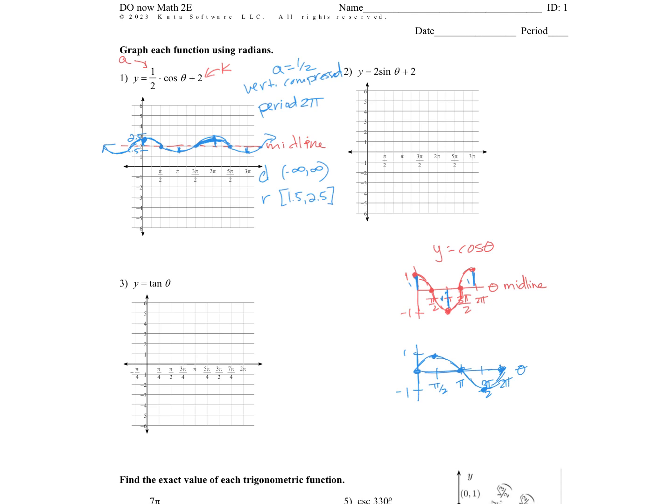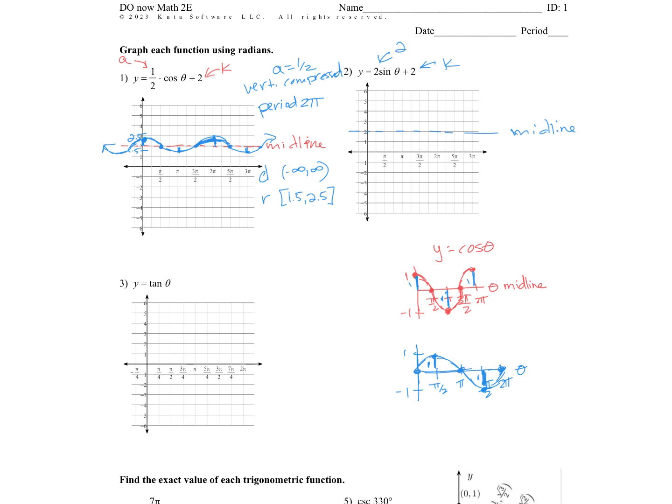So when I get ready to do number 2, I notice I have a vertical shift again. It's k. So I'm going to go up to 2, and now I have my midline again. And I also have an amplitude of 2. So this time, instead of being 1 unit above, 1 unit below, I'm going to be 2 units above and 2 units below, because my amplitude is 2.